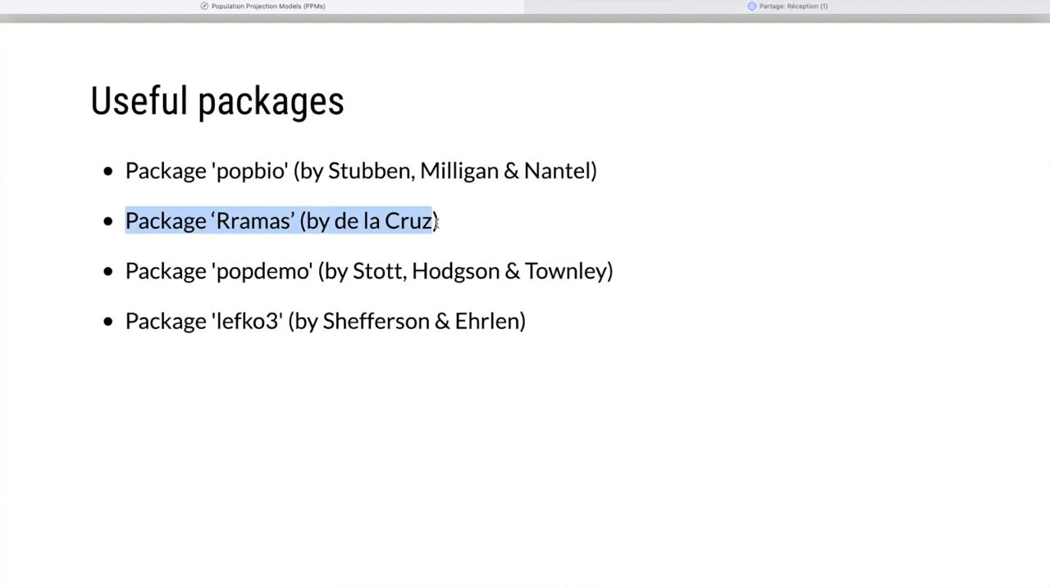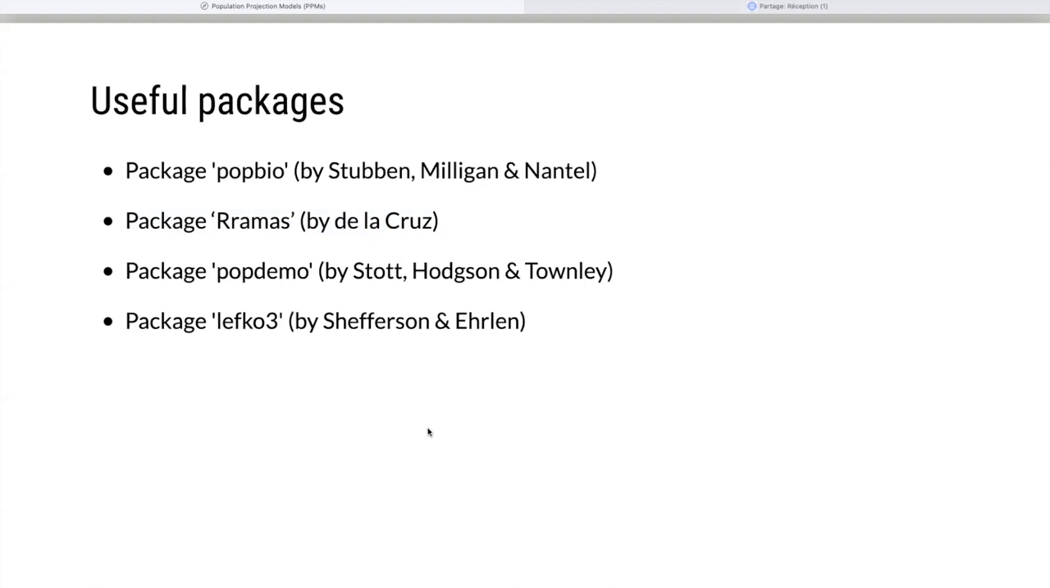You can include demographic stochasticity and specific management actions. So you can say this year, 10 individuals were removed from the population, or we released this number of adults or whatever. You can really model the different management actions. There's the package PopDemo and Lefkovitch that are also useful for matrix population models. So you can have a look at these different packages.